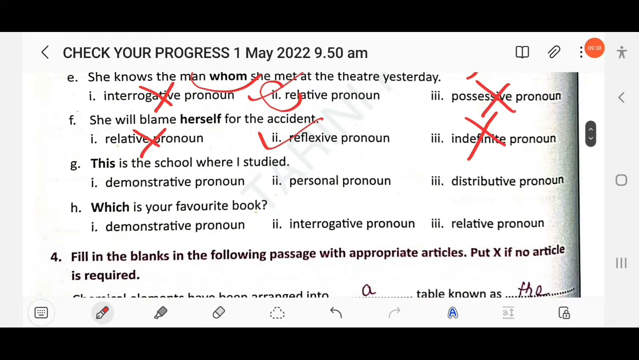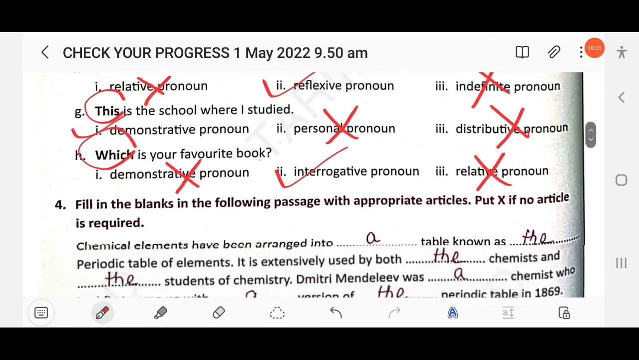Then next, this is the school where I studied. So here this, that, these, those, they are demonstrative. So here you have to tick on demonstrative and put a cross mark on personal and also distributive. Then next, which is your favorite book? So here which, this is a WH word, and yes, it is used for interrogative. The second one, tick on the second one and cross the first and also the third.